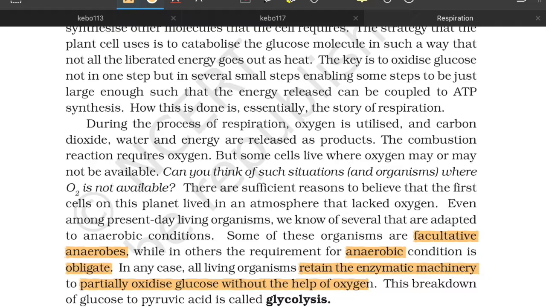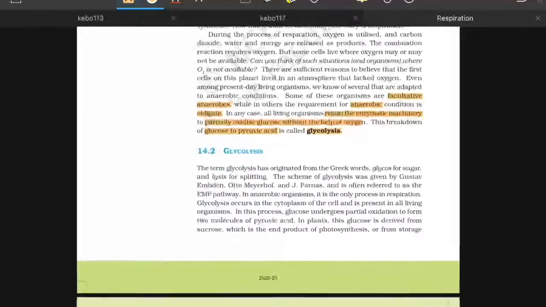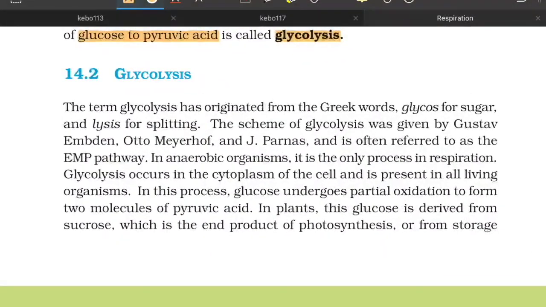What is that pathway? Glucose to pyruvic acid, the famous pathway, the glycolysis pathway. We'll be studying glycolysis. The term glycolysis has originated from Greek words: glycos means sugar, lysis means splitting. The scheme of glycolysis was given by Gustav Embden, Otto Meyerhof, and Parnas. Now you may have a doubt, should we memorize this? Is this essential? Just give it a look. I've not seen this much in questions, but it's okay to give it a look.